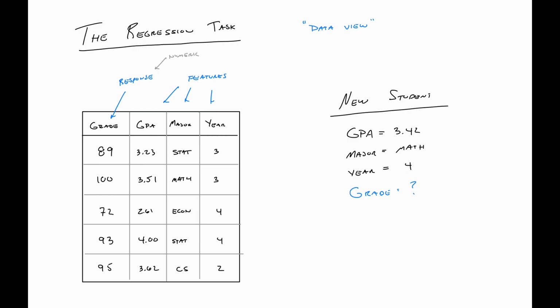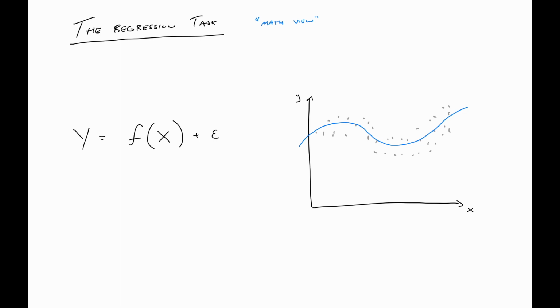Okay, so that's what I would call the data view. So we have old data which we can do stuff with, in particular, learn a relationship between grade and these other variables, and then plug in new data that doesn't have the response and get a good guess for the response. Okay, so now let's take the more math view of these things.